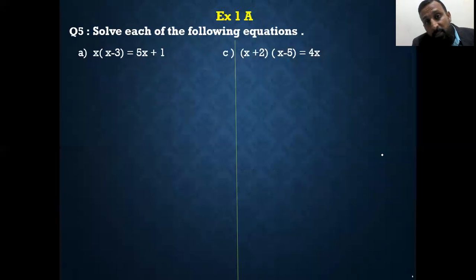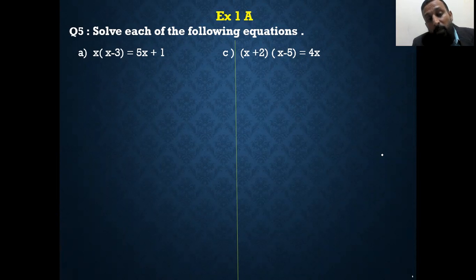This is again exercise 1A of your school textbook. Question number 5. Solve each of the following equations. Now, we will be solving this by the completing the square method. Now, we can see that we have x multiplied by x minus 3 equals 5x plus 1.